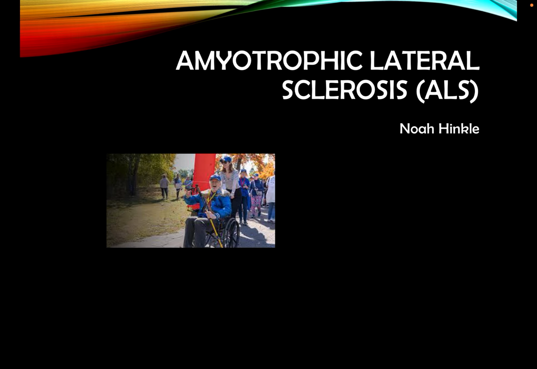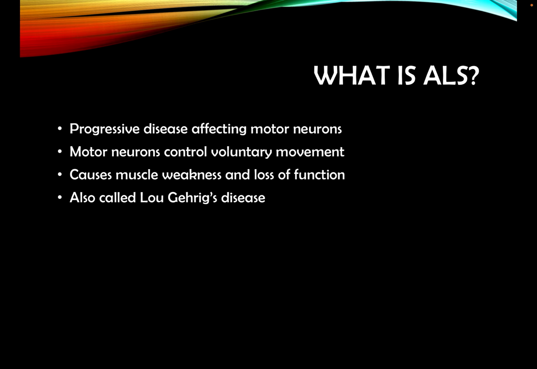I will be presenting about amyotrophic lateral sclerosis, also known as ALS. So what is ALS? ALS is a progressive disease that causes the motor neurons in your brain and spinal cord to slowly die. These neurons control your movement, so when they stop working, the muscles weaken over time.